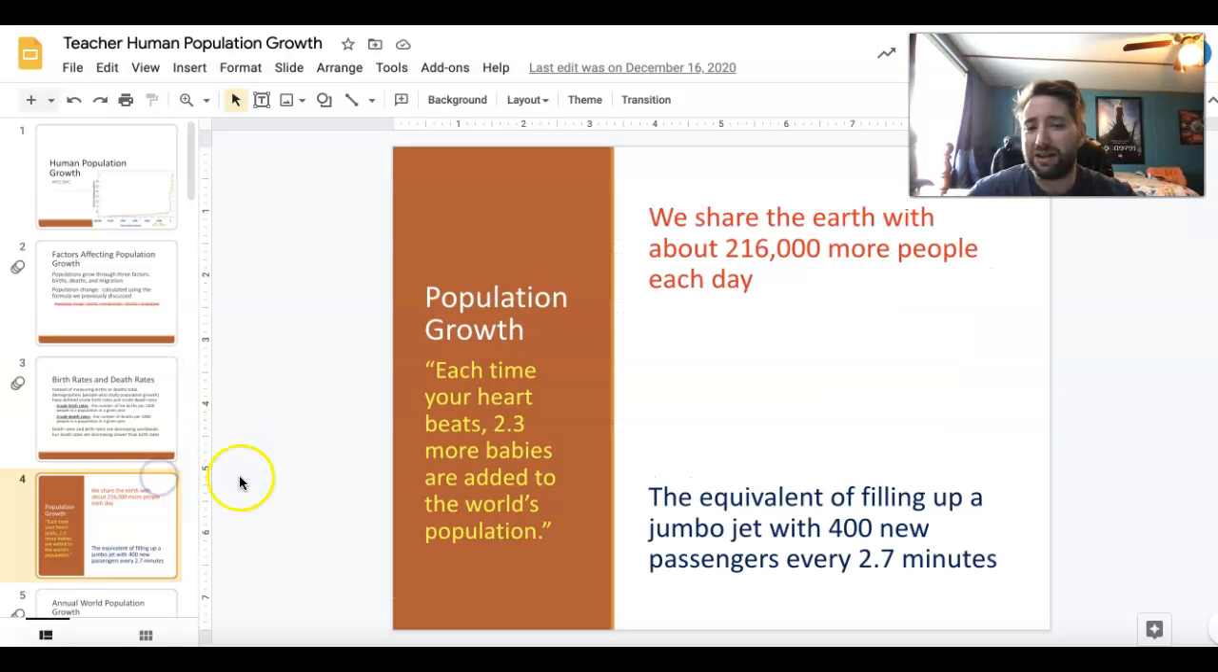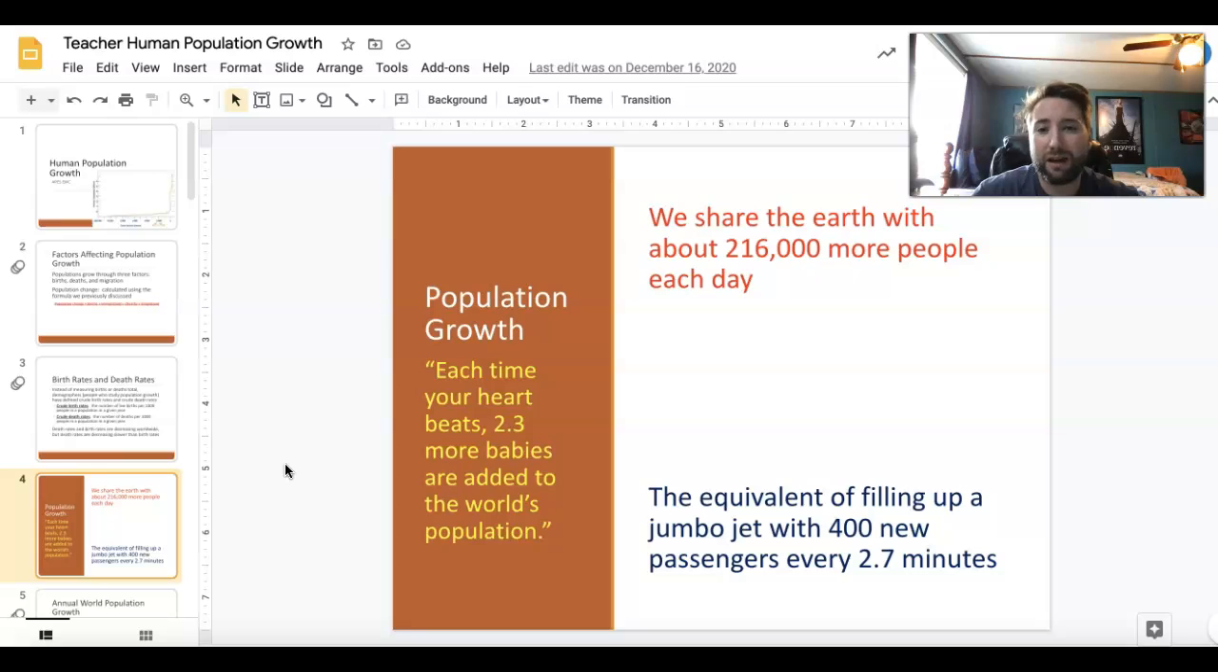So here are just some statistics about human population growth. Each time your heart beats, we've added about 2.3 more babies to the world's population, which is insane to think about. Every day we're going to share the world with 216,000 more people. It's the equivalent of filling up a new jumbo jet with about 400 passengers every 2.7 minutes. So it's been 2 minutes and 54 seconds here, so we've added 400 more people to the Earth's population.